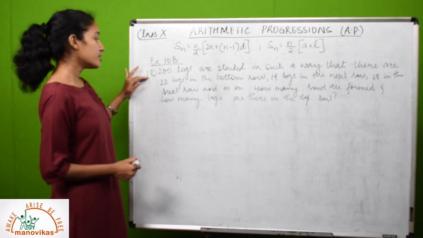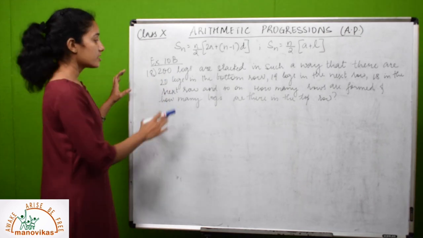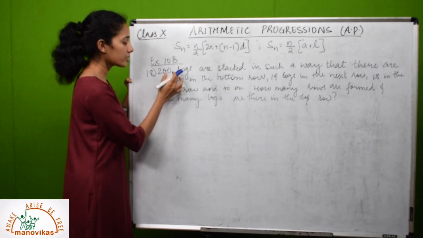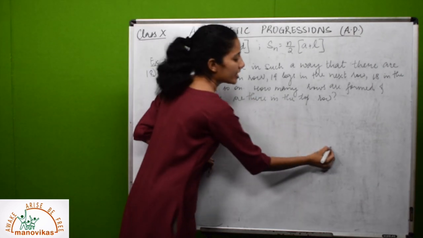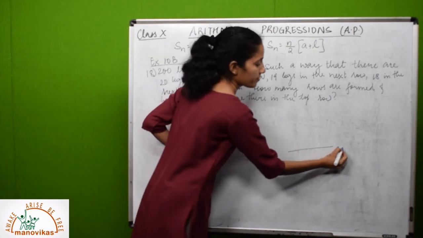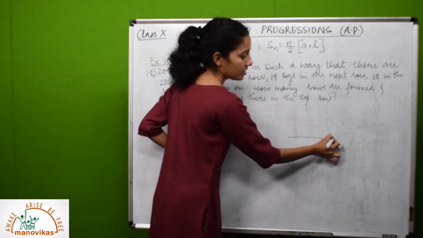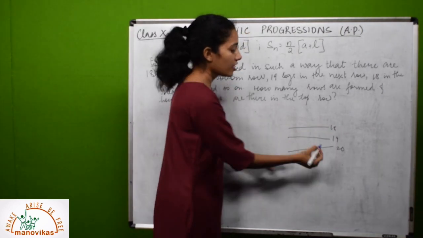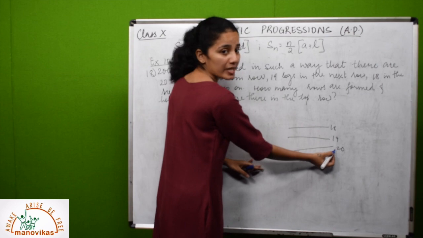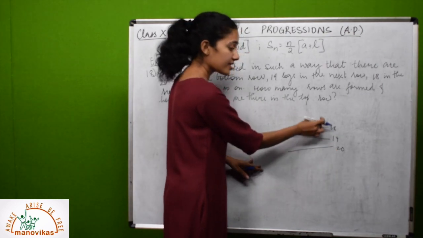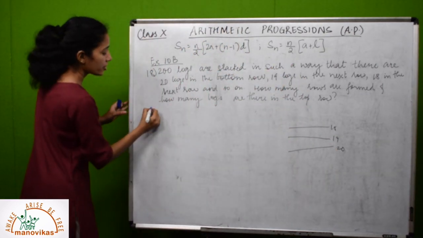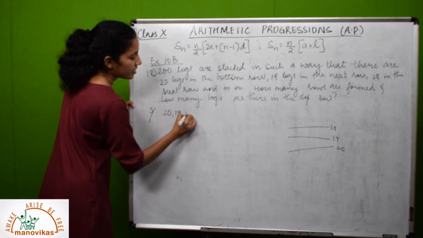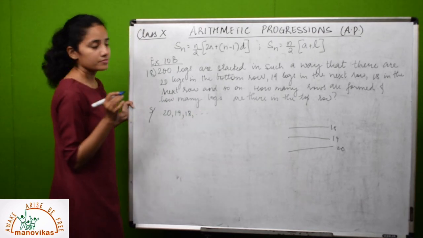Let us consider the 18th problem, which is a word problem. Read the question carefully. You will understand that out of these 200 logs, 20 logs are placed in the bottom row. Then there are 19 in the second last, then this in the third last, and so on. So the sequence begins from 20 here. We see that this is a decreasing sequence. So here the AP will be 20, 19, 18, and so on.